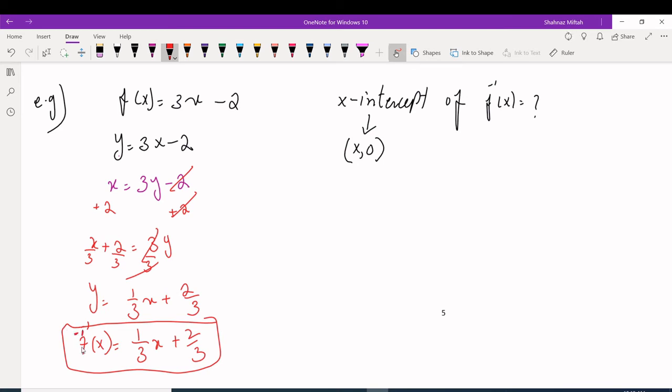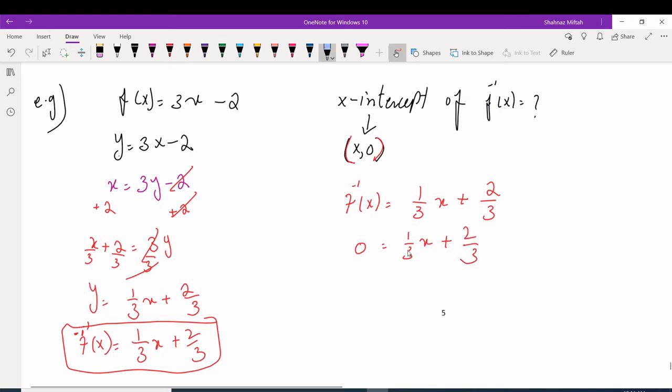So if they are asking for the x-intercept, it means make the y 0. So I'm going to write my inverse here, and I'm going to plug in 0 for y. This is a y value, and I'm going to plug in 0 there. Guys, this is really important: write the x-intercept and y-intercept as an ordered pair so you don't get confused about whether I'm going to substitute 0 for x or substitute 0 for y. If you write this, then you can clearly see it. So 0 here, 1/3 x plus 2/3. I have to get the x by itself, so I'm going to subtract 2/3 from both sides.